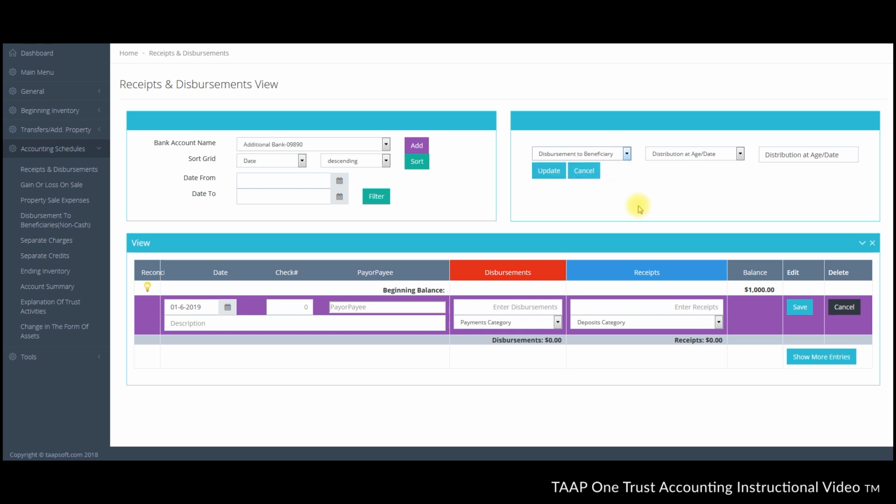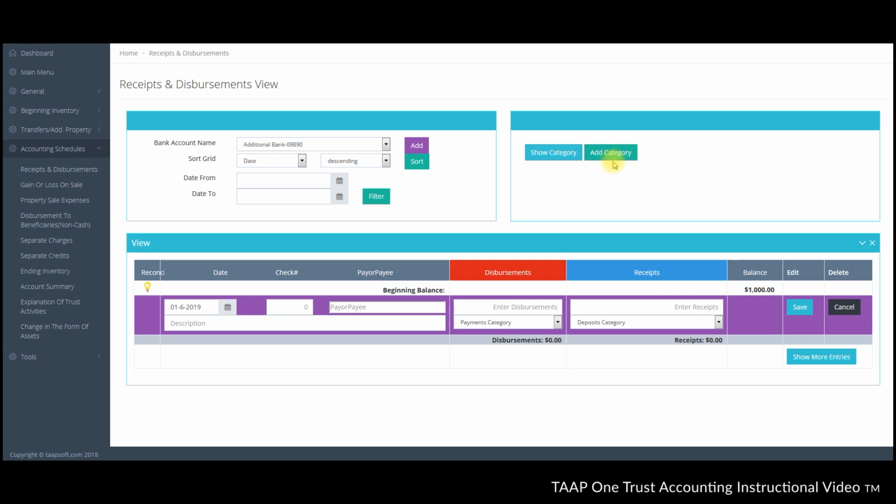And then disbursements to beneficiary, and you have some subcategories here. This is still going to be a disbursement item of cash. So we disperse cash out of a bank account. We disperse in-kind assets under disbursements to beneficiaries non-cash, which is over here. Here are some examples of reasons why you would be making disbursements to a beneficiary. Okay, so let's cancel that.